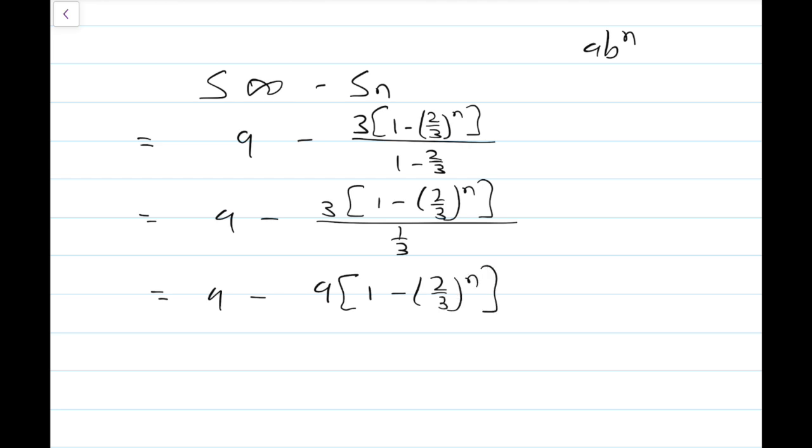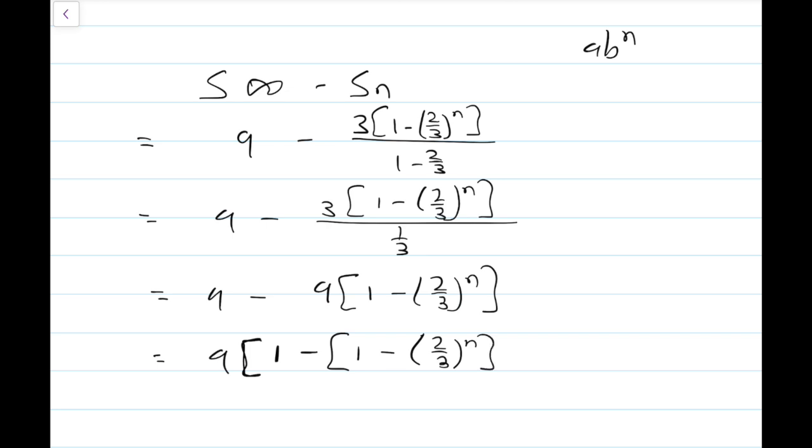Okay, so we're going to take out 9 as a common factor. If we take out 9 as a common factor, we're left with 1 here. And then 9 goes into itself 1 time, and then 9 goes into this thing that amount of times. So it's basically minus this 1 minus this 2 over 3 to the power of n.